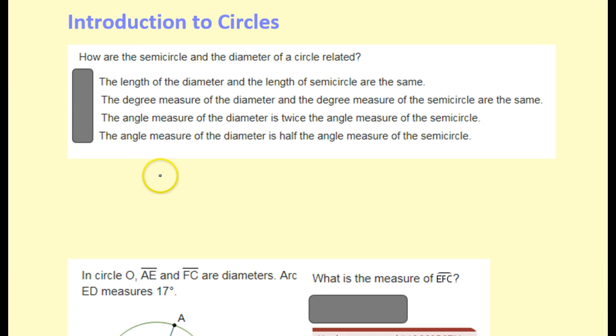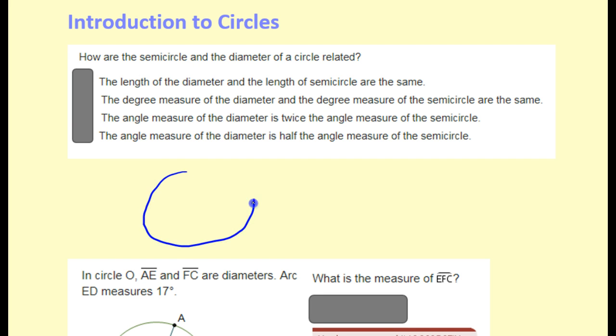In this video, I will answer a few questions about an introduction to circles. So let's dive right in. How are the semicircle and the diameter of a circle related? Okay, let's deal with these vocabulary words.